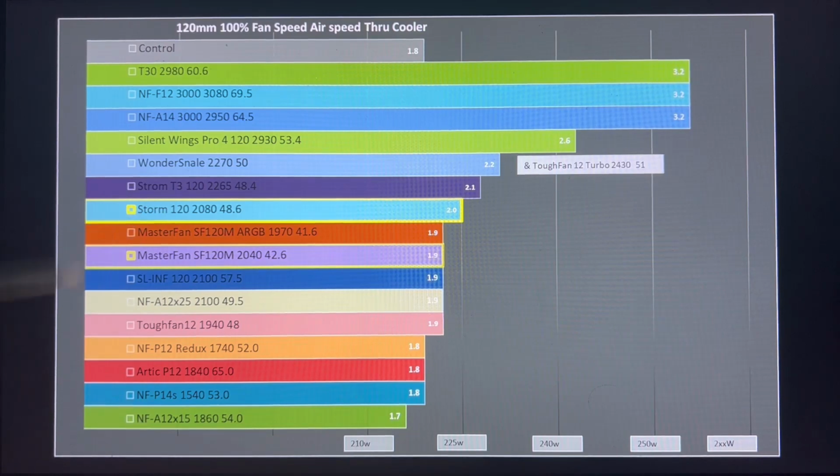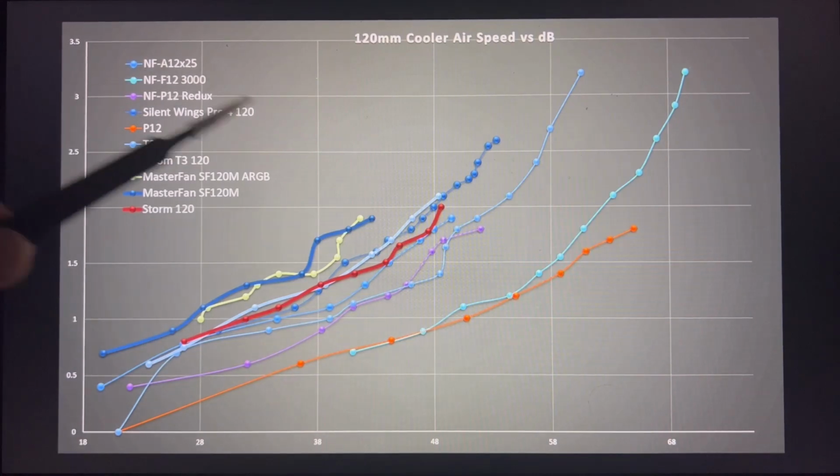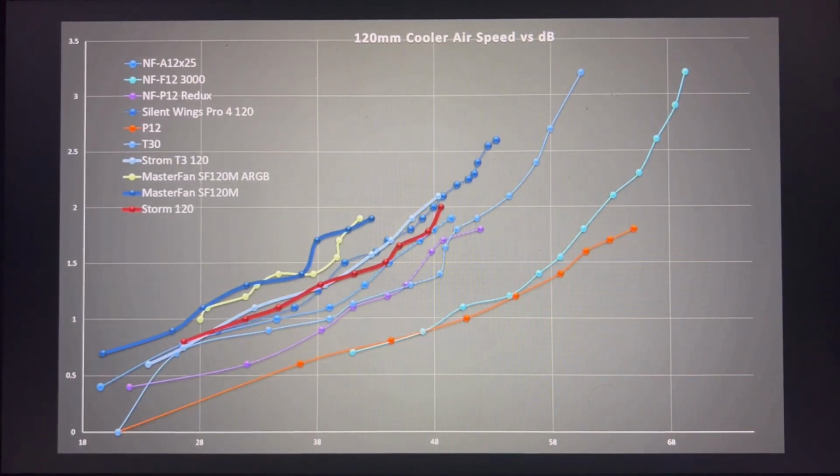And then we have other fans just on the graph. I'll let you soak it in and we'll keep things moving. Taking a look at the same data from a different perspective, this is decibel readings along the bottom and airspeed going up the vertical. So better fans are pointed in this direction, going into the top left.